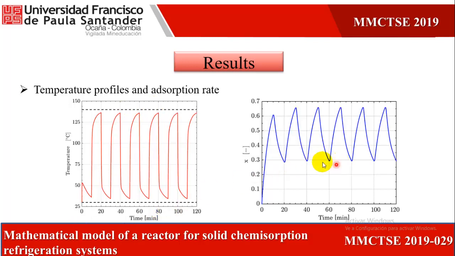Note that after the first cycle here, this system enters a periodically developed regime, and therefore the execution of additional cycles becomes unnecessary. In the same way, the absorption rate here indicates this dynamic, making it so that from the first cycle the absorption and desorption rate of the refrigerant is stabilized between 0.29 and approximately 0.65.